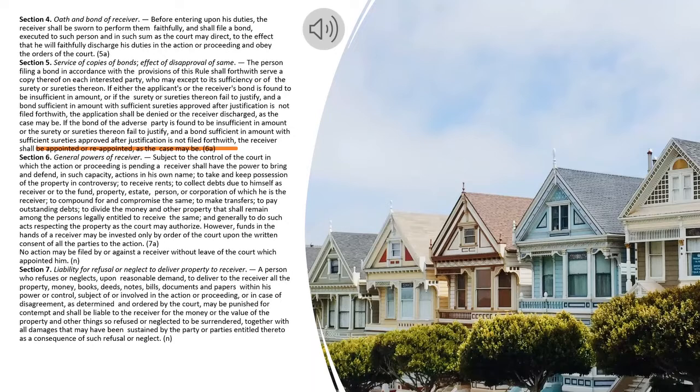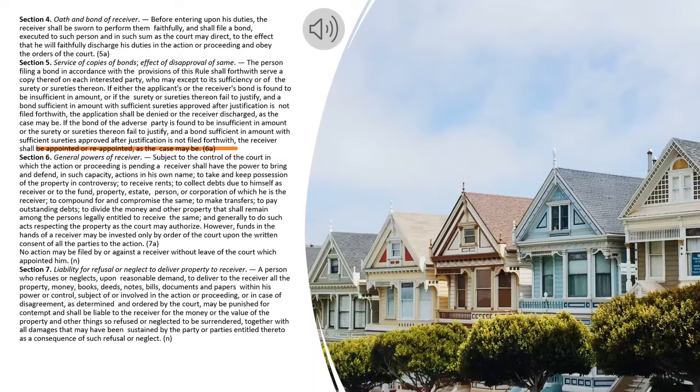Section 5. Service of copies of bonds, effect of disapproval of same. The person filing a bond in accordance with the provisions of this rule shall forthwith serve a copy thereof on each interested party, who may except to its sufficiency, or of the surety or sureties thereon. If either the applicant's or the receiver's bond is found to be insufficient in amount, or if the surety or sureties thereon fail to justify, and a bond sufficient in amount with sufficient sureties approved after justification is not filed forthwith, the application shall be denied or the receiver discharged, as the case may be.